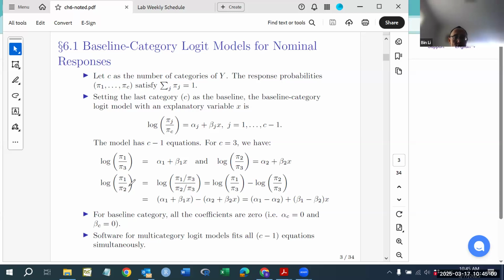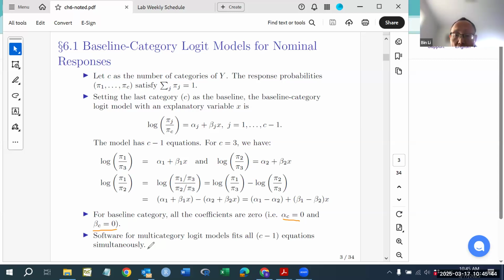So for the baseline group, as I said, the alpha and the beta are both equal to 0. And here, this is only for one predictor, right? And you may ask, what about more than one? That's the same. It's just adding some more explanatory variables. And the equations are the same, just with some additional x variables.